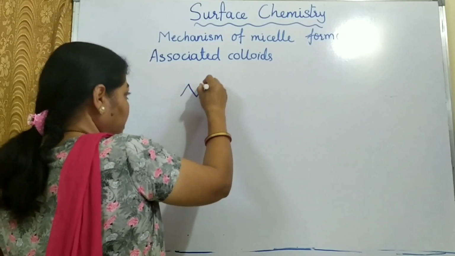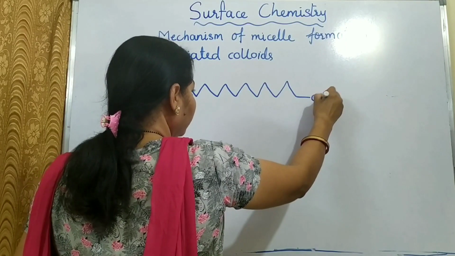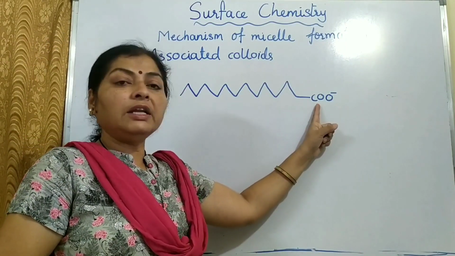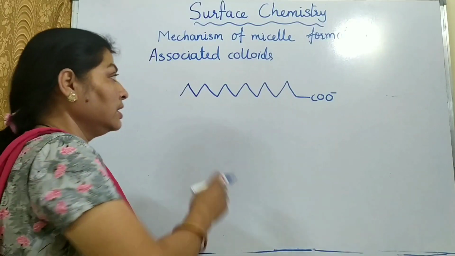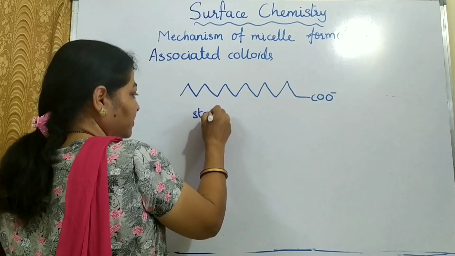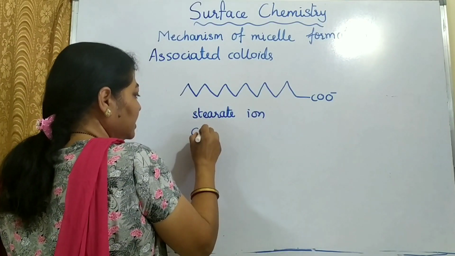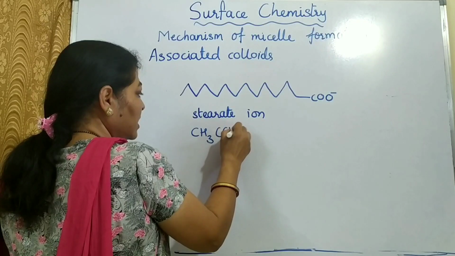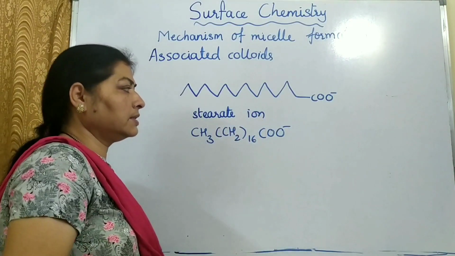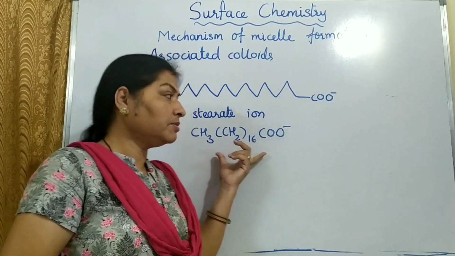So in class 10th also you have seen the structure of soap. It has two parts. There is a long hydrocarbon chain which terminates into a carboxylate ion. This long hydrocarbon chain, for example, if it is a stearate ion, then it will be CH3, CH2 16 times, COO minus. This is an ion which is obtained from stearic acid.